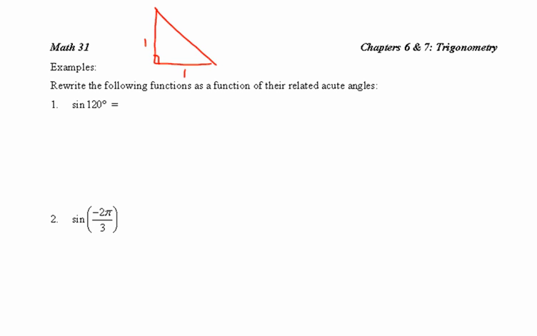So 1, 1, root 2, and here's my 45, 45. What is it in radians? Pi over 4. You have to have those memorized. I mean, you can convert, but that takes too much time. Honestly, memorize that 45 degrees is pi over 4. Memorize that 30 is pi over 6. And memorize that 60 is pi over 3. It's going to make things a lot easier and quicker.